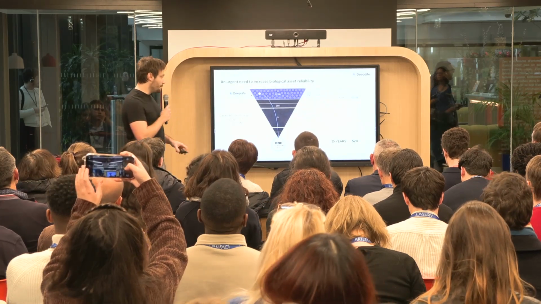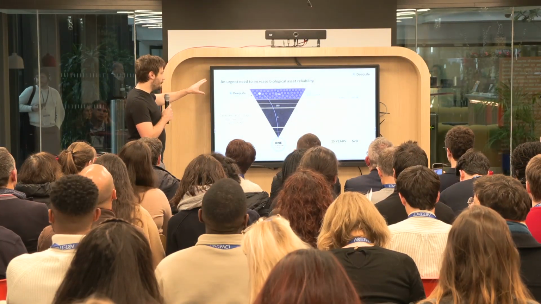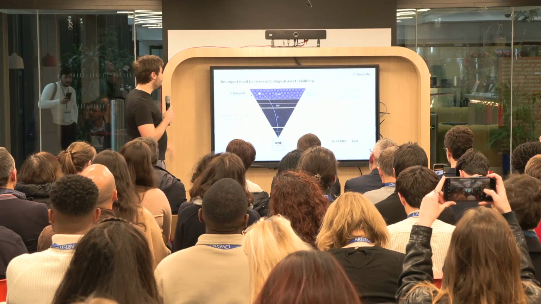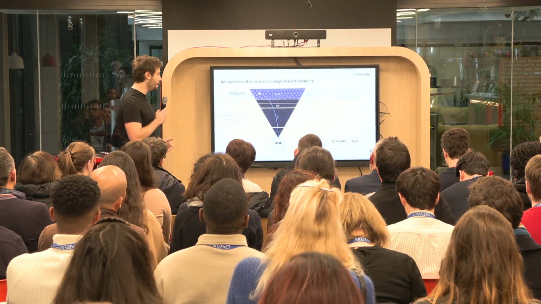First, maybe something that you heard again and again this past day. Today, when you're looking at the drug discovery pipelines, it has this V-shape. When you define a hypothesis at the beginning, you have about 10,000 of them, and only one will eventually reach the market. So you have a success rate of 0.01%. It's very, very low. So today, in order to accelerate drug discovery, there is an urgent need to increase the biological reliability of the assets that we are building.